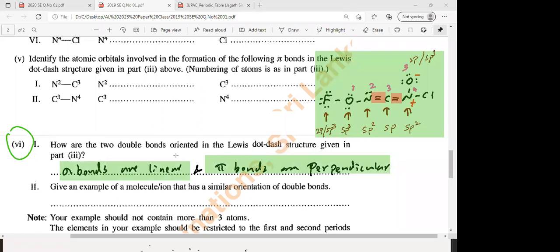Next one. Are they asking for a similar example? So one of the best examples is carbon dioxide. Carbon dioxide has 2 sigma bonds and 2 pi bonds. In a double bond, the sigma bond is linear and the pi bond will be perpendicular to that, at a 90 degrees angle.